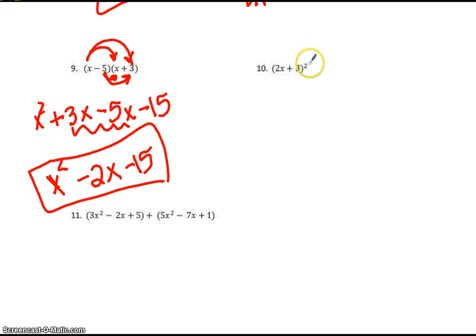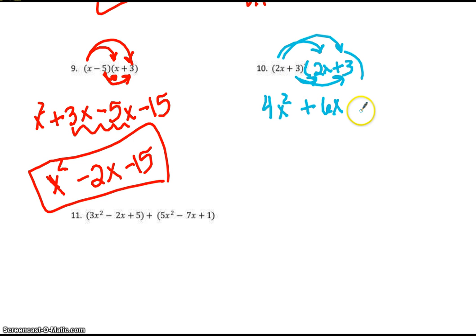Looking at number 10, that squared means there's 2 of them, and so just rewrite it. 2x plus 3 again. Then it works just like number 9. Take your 2x times both parts. 2x times 2x is 4x squared. 2x times 3 is plus 6x. Now take your 3. 3 times 2x is plus 6x, and 3 times 3 is plus 9.